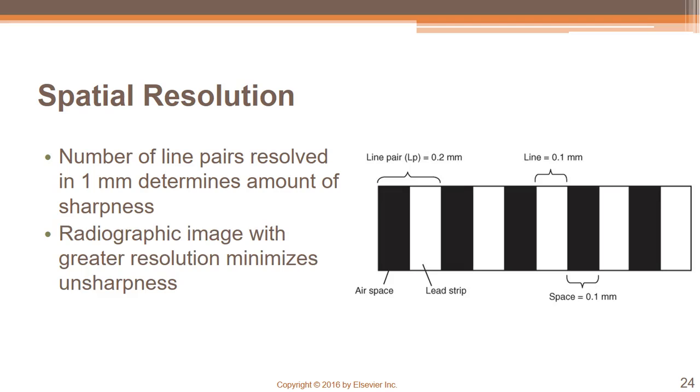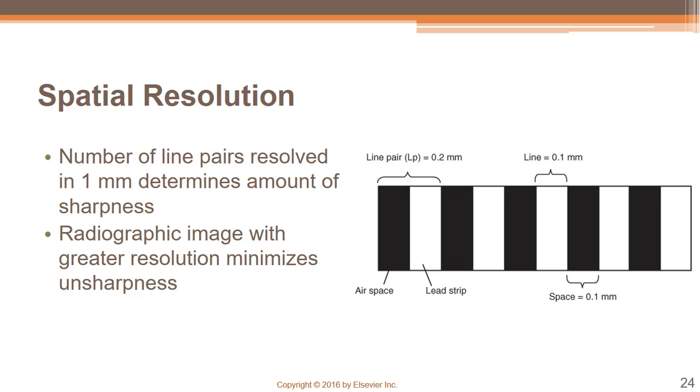The ability to discern small changes in spatial resolution when we view a radiographic image depends on the visual acuity and distance of the viewer. So even though we may give the best image possible, it also depends on who's reading it and if they can see that very well.